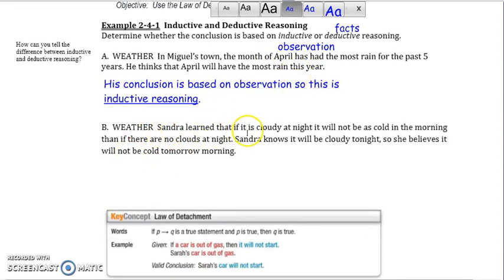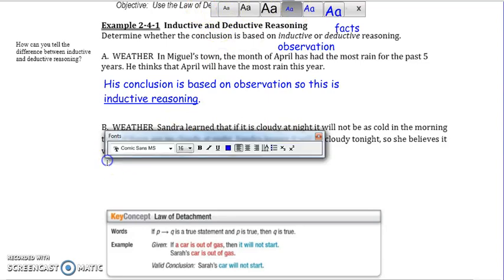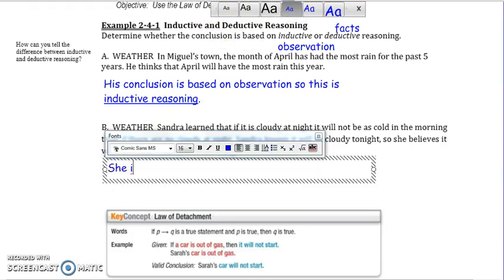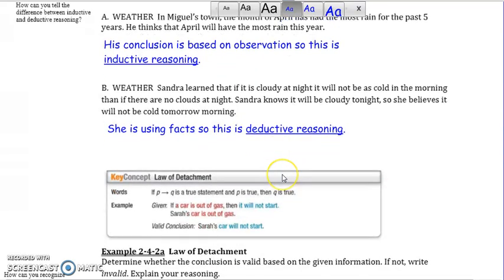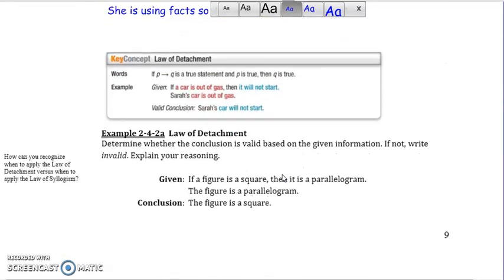In this next one, Sandra learned that if it's cloudy at night, it will not be as cold in the morning than if there were no clouds at night. Sandra knows it will be cloudy tonight, so she believes it will not be cold tomorrow morning. She learned that this is a fact, so she is using facts. So this is deductive reasoning, to deduce from the facts. That's what we have, inductive and deductive.